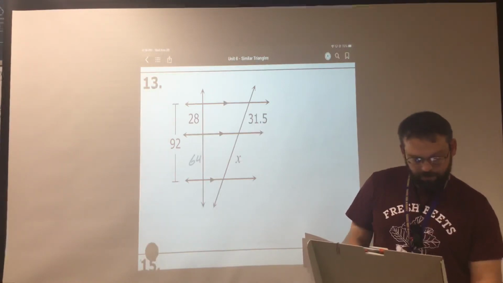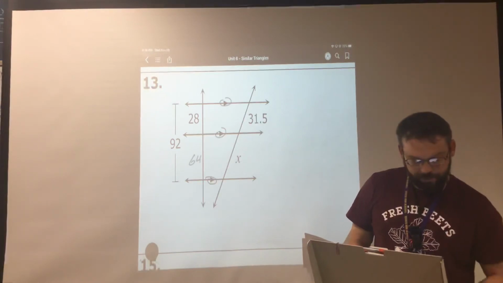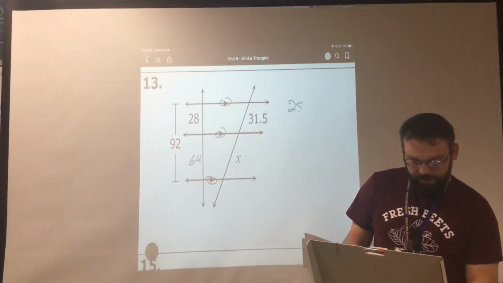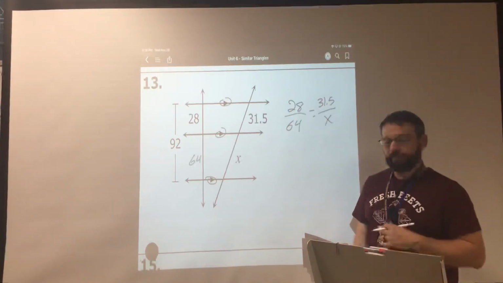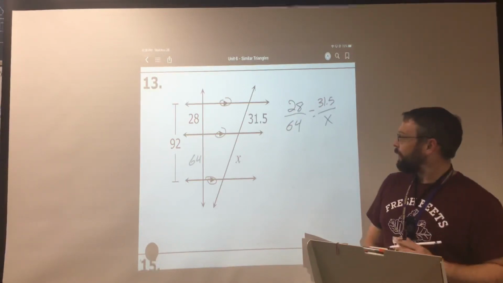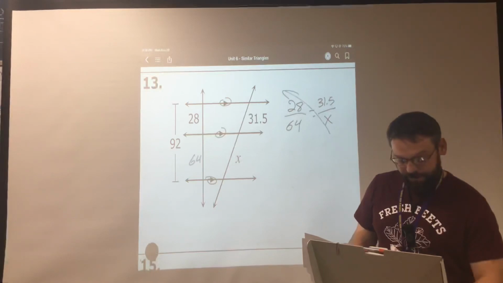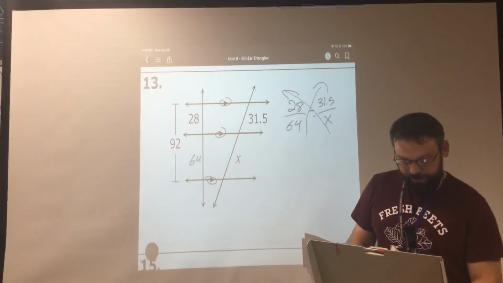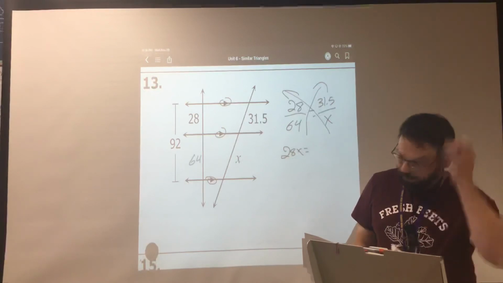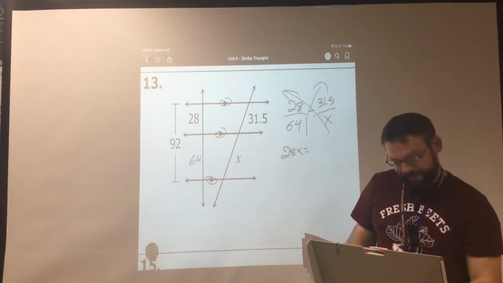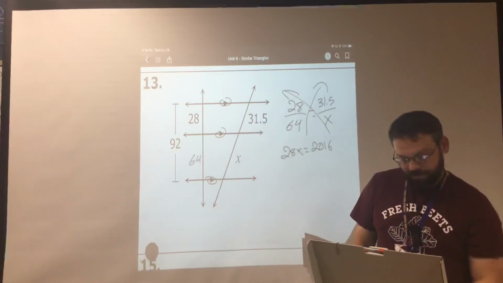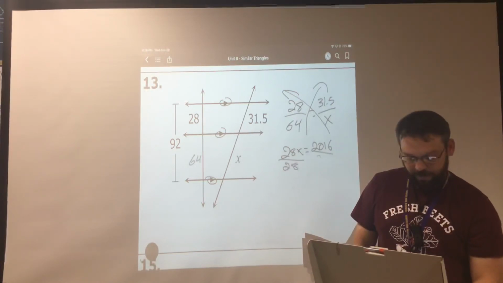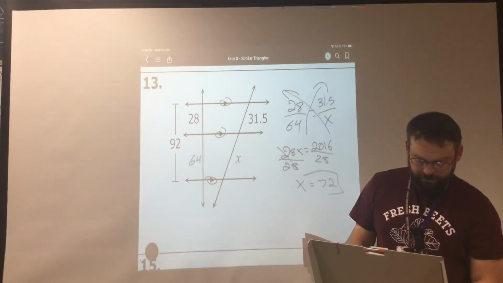Okay, so again, they're telling me those are parallel. So I can say, all right, 28 over 64 equals 31.5 over x. When I go through and multiply, the cross product, I got 28x equals 64 times 31 and a half. It's 2016. So divide by 28, and x is 72.